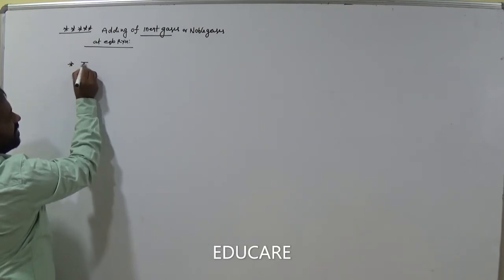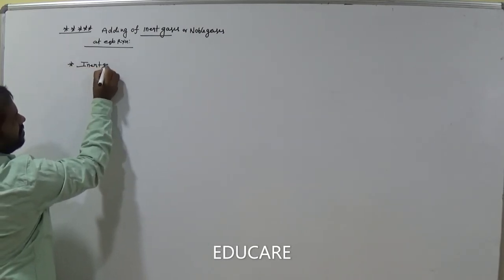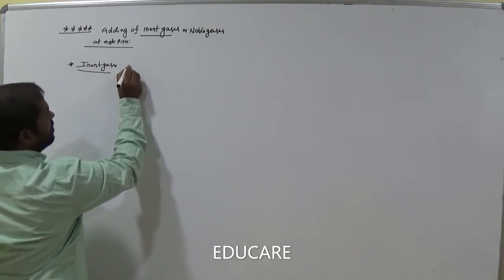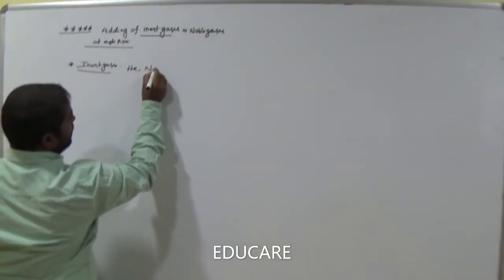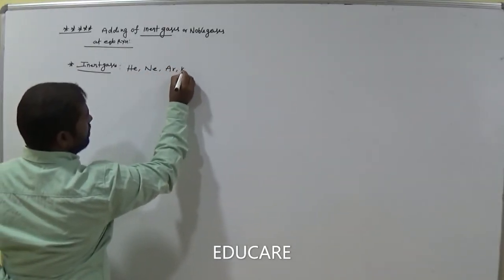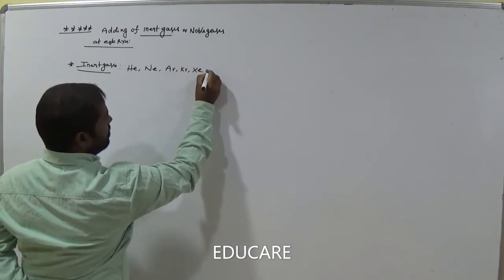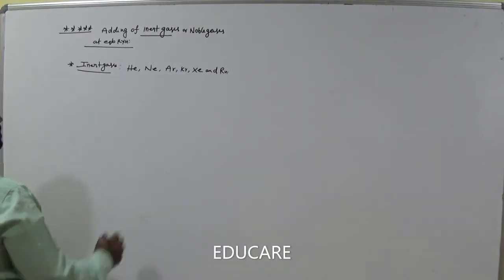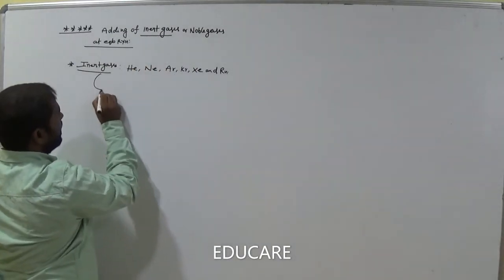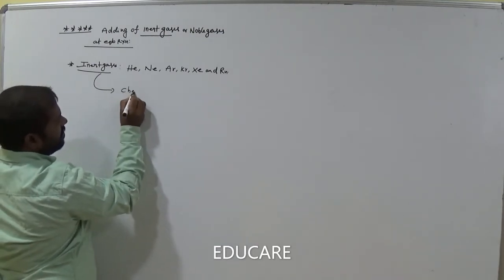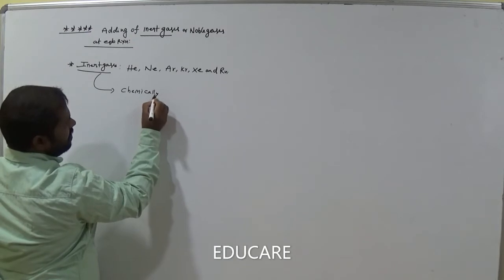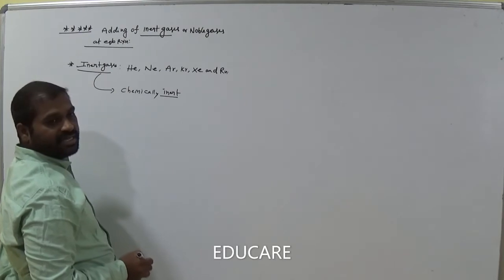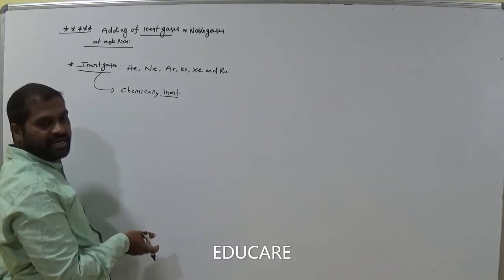So give me some examples of inert gases. You know them very well. Example: helium, neon, argon, krypton, xenon and radon. Am I right? These are all noble gases or inert gases. So inert gases means these are chemically inert. They don't get involved in chemical reactions at ordinary conditions.